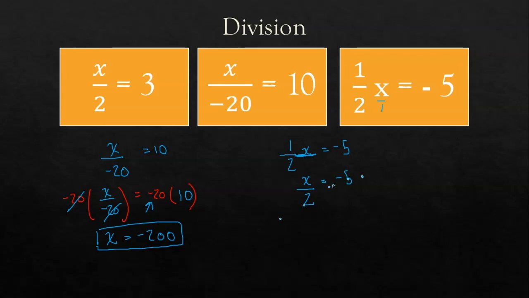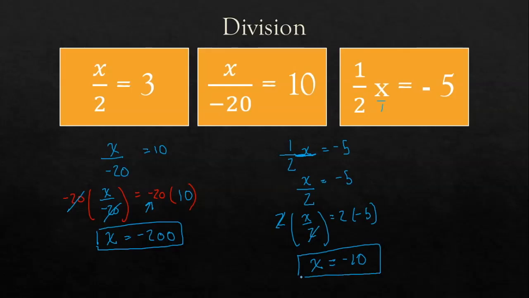So I can see I have a 2 on the bottom. So I'm going to have to multiply this side by 2 to get rid of the 2. And whatever I do to one side, I have to do to the other. So this 2 goes away. I'm left with just an x, and I get 2 times -5 gives me -10. So my answer is x equals -10.